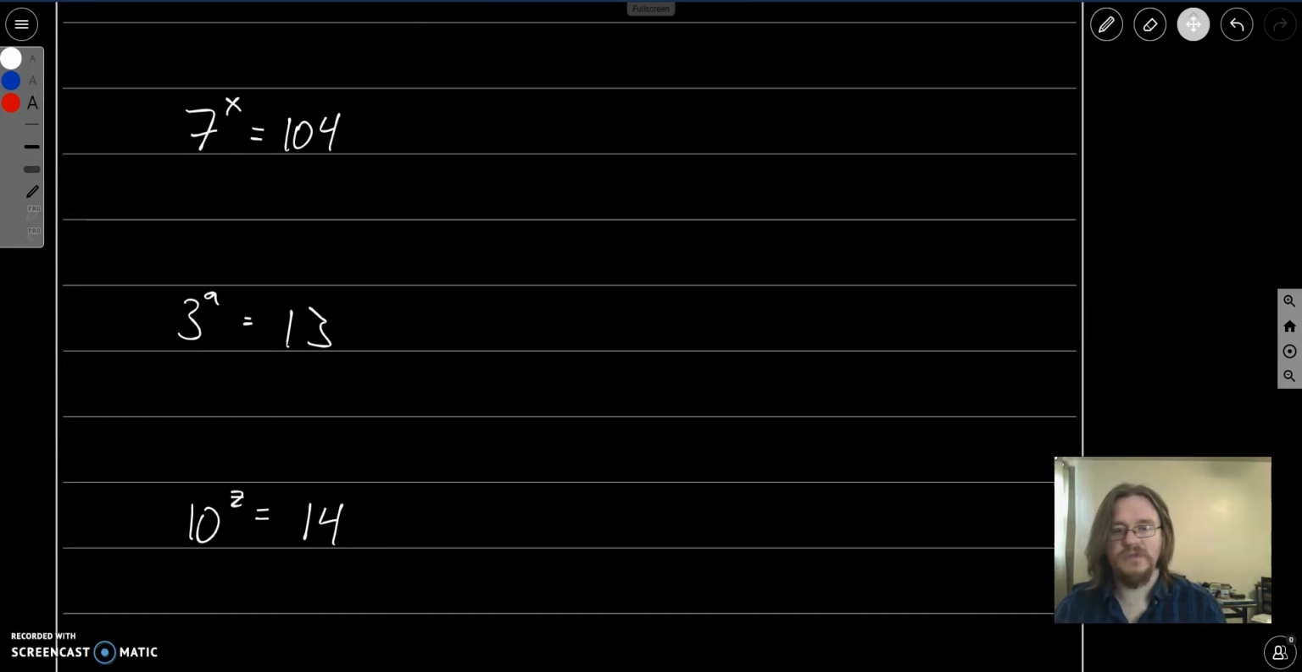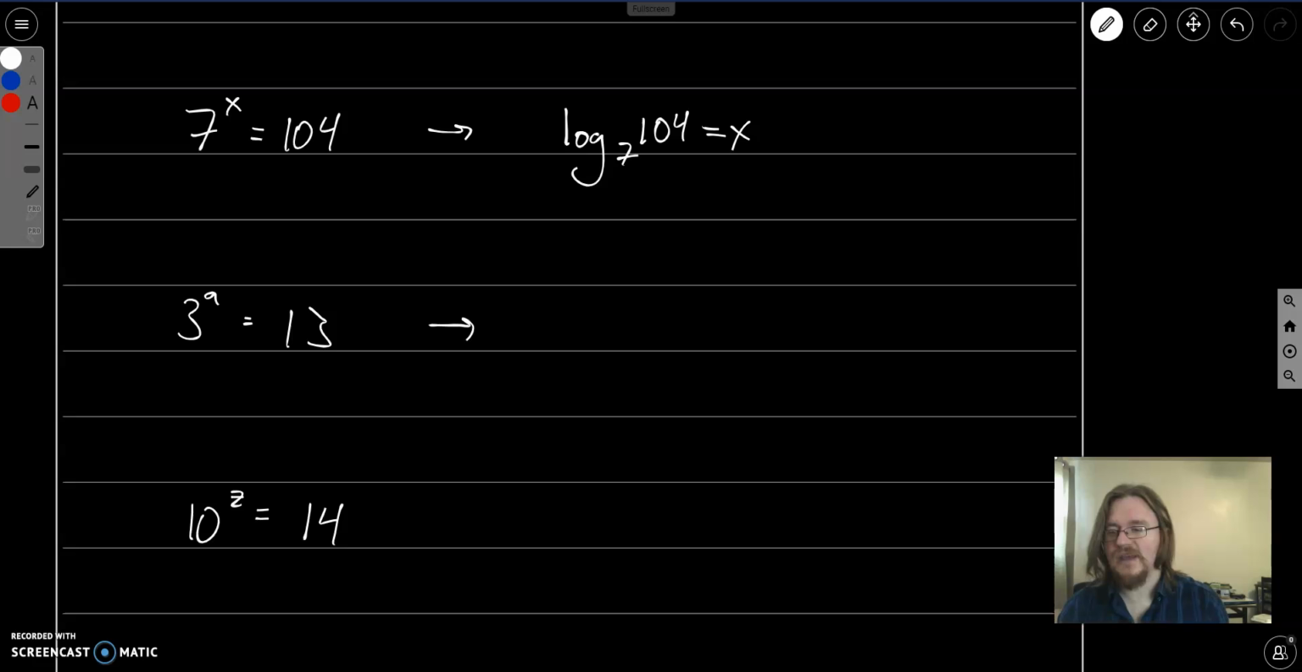Let's do some more. So, I have 7 to the x power is equal to 104. Again, I'm trying to solve for x, so I want x equal to something. 7 is my base. And then the only thing left is to plug the 104 into my logarithm. So log base 7 of 104 is equal to x. The original exponent has now come down, and I've solved for it.